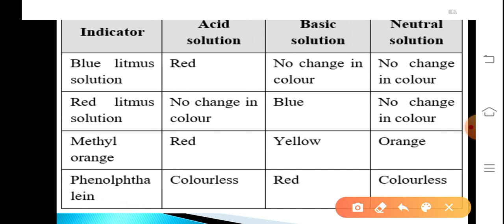Phenolphthalein gives red color with basic solution, whereas it remains colorless in presence of acidic solution and in presence of neutral solution. So by studying all the different colors, we can easily detect the presence of acidic solution and basic solution.